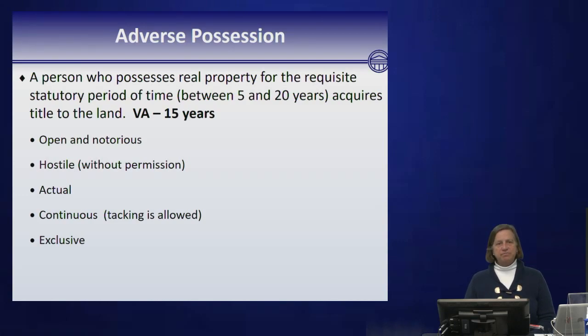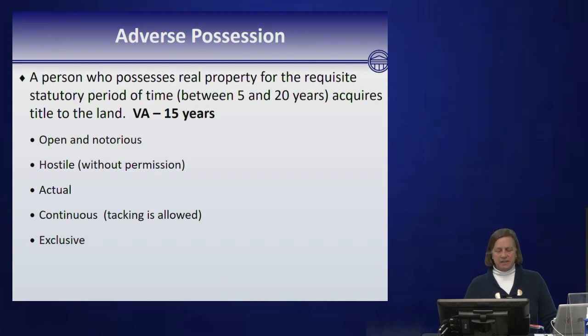So here's the deal. If you claim someone else's property and your claim is open and notorious, in other words, it's of note, the way you could claim someone else's property is by taking your fence and putting it over their property. If it's hostile, that means without permission. If it's actual, you're actually possessing it and continuously possessing it. By the way, tacking is allowed, and I'll give you an example in a minute. And your possession of their property is exclusive, then it's yours after 15 years.